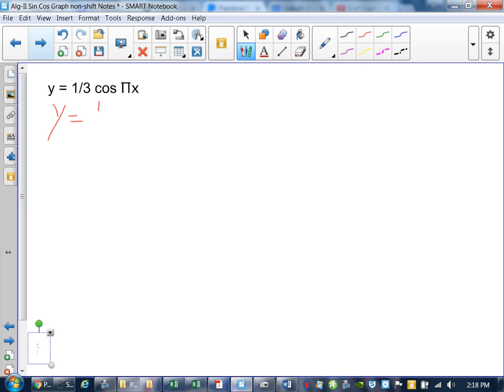Y equals 1/3 cosine of pi x. And let's graph that. Remember all the work that we've done in the past about labeling what your A, B, H's, and K's were? That's where all this comes back into play again. The more you label out, the easier it is to pick apart what pieces go where within the general forms of these things. Okay?